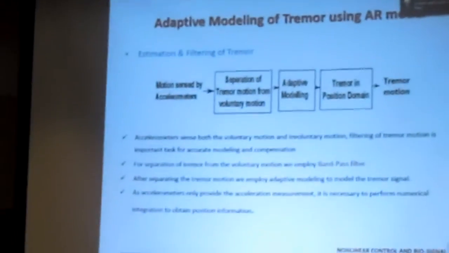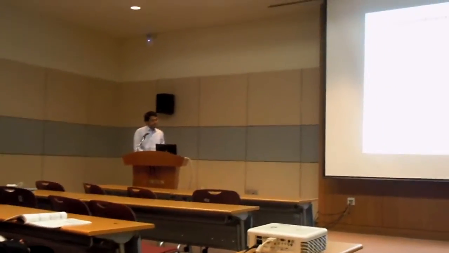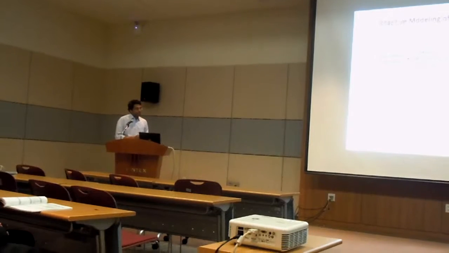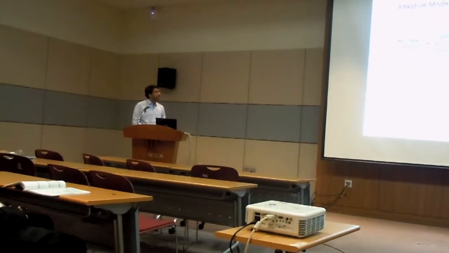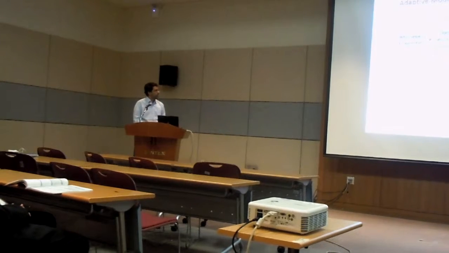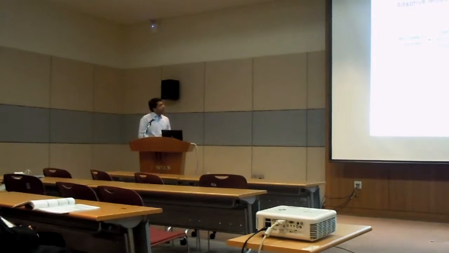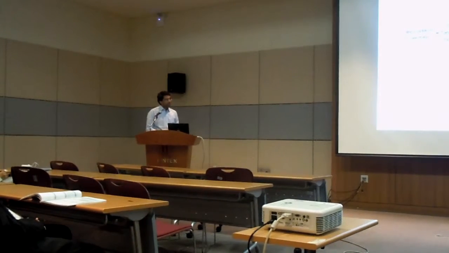Adaptive modeling of tremor. In this paper we model the tremor signal in the following procedure. First, the whole motion of the hand is collected using accelerometers. Since the accelerometers capture both voluntary and involuntary motion, we use a band pass filter to separate the voluntary motion from the involuntary motion. After separating the involuntary motion, we model it with the adaptive modeling technique, which is the AR-Kalman filter. And then, since we are using accelerometers for sensing the signal, we need to do numerical integration to get the tremor in the position domain.